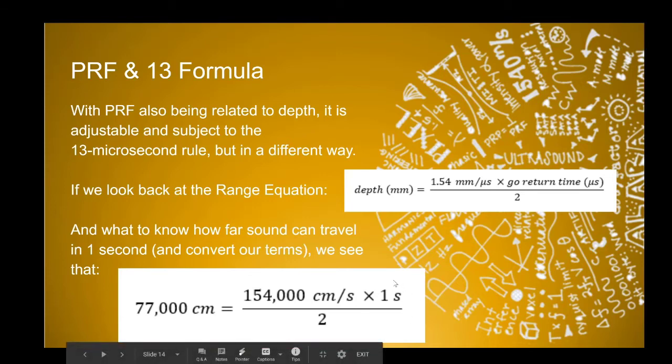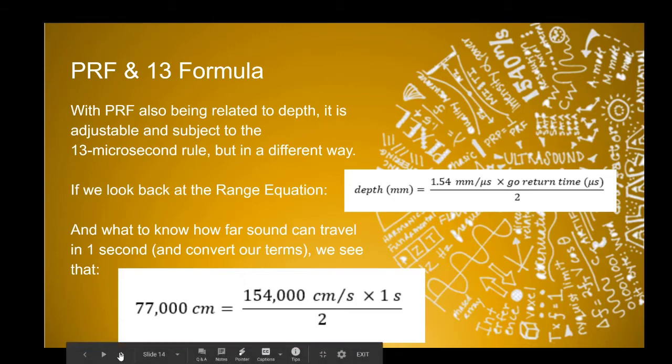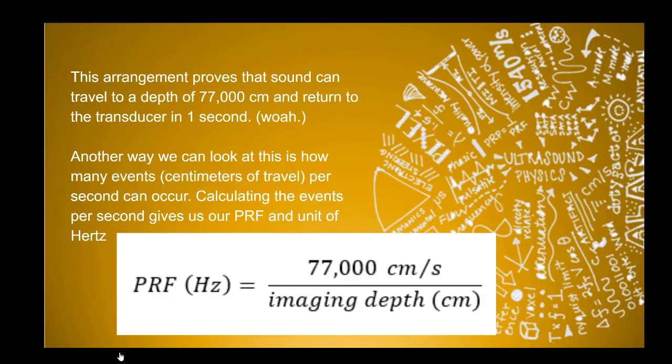We just plugged a 1 in here to see what the depth would be if the go-return time was 1 second. And when we plug that 1 second into our equation, we see that sound can travel 77,000 centimeters in 1 second. That's really, really far. So what we find is that PRF is going to be 77,000 centimeters per second divided by the imaging depth. When we consider 77,000 centimeters per second to be one event, and then divide that by the imaging depth in centimeters, we end up getting our PRF.